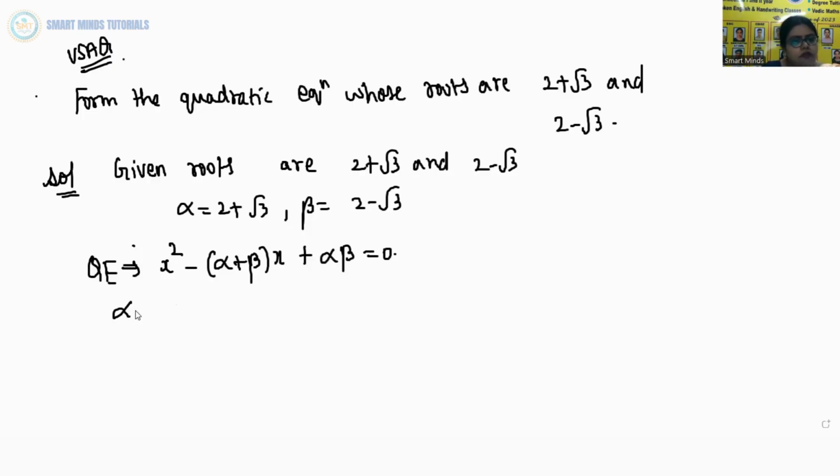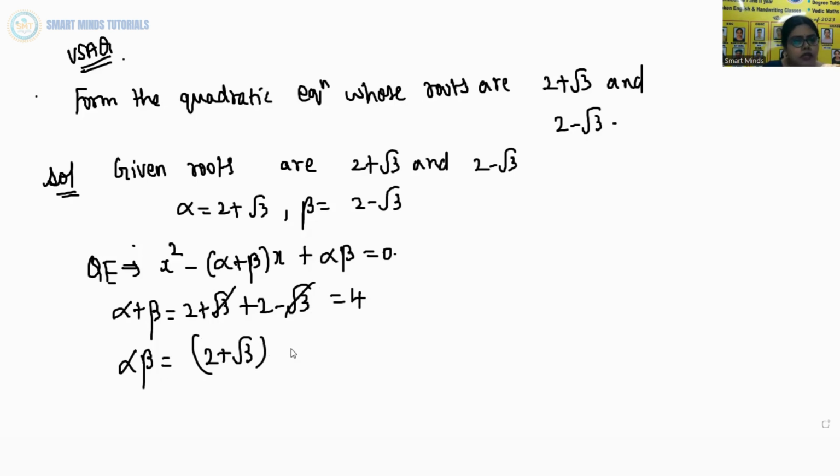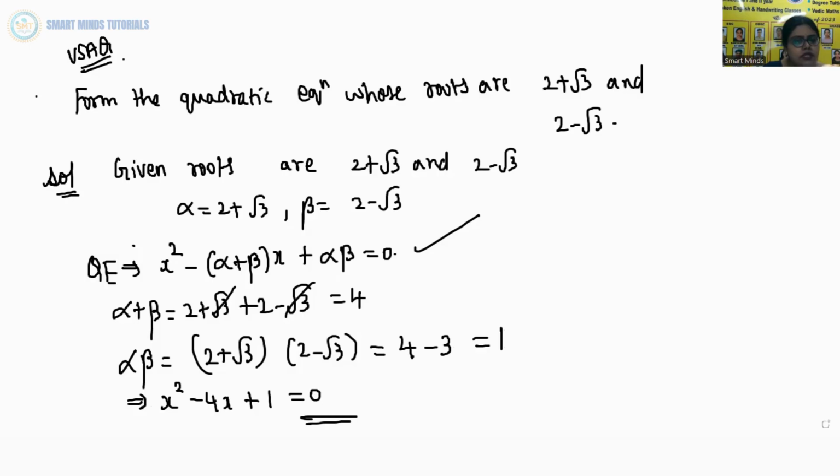First we need to find the sum of the roots, that is 2 plus root 3 plus 2 minus root 3. Root 3 minus root 3 get cancelled, that is 4. Now we find the product of the roots, that is 2 plus root 3 into 2 minus root 3. It is in a plus b into a minus b form, so the formula is a square minus b square. So 2 square is 4 minus root 3 square is 3, so that is 1. Now substituting alpha plus beta and alpha beta in this formula, that is x square minus 4x plus 1 is equal to 0. This is the quadratic equation.